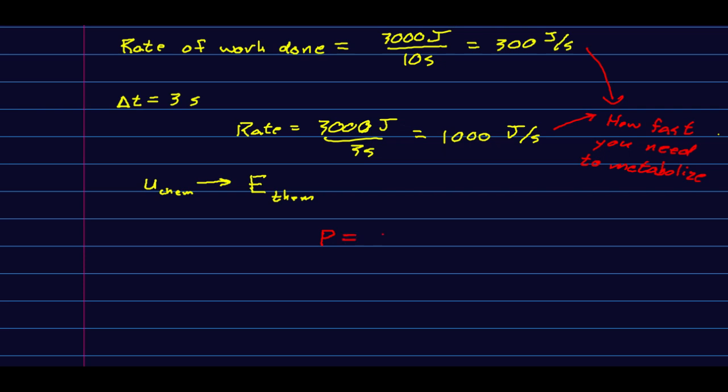This is a power, and it is the work done over the time it took to do it. And if you look at these units, joules per second, we give that a name. 1 joule per second is 1 watt. And you will have encountered that before in other contexts.